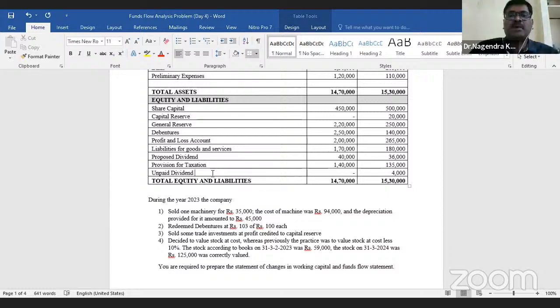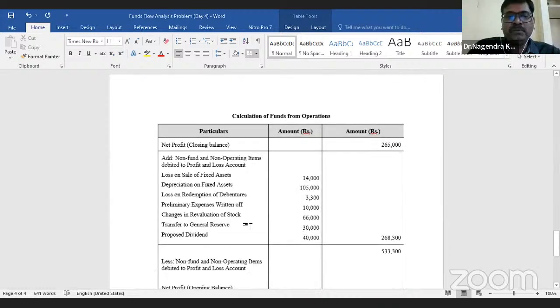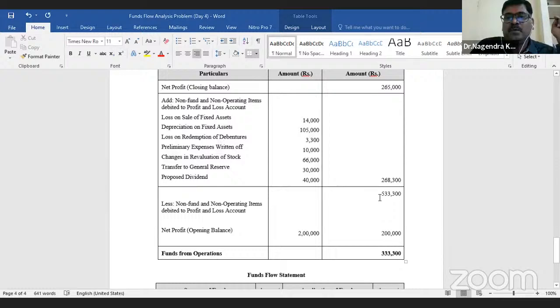So what we will do is we will add it back to the profit that was earned during the year. So we will add back the general reserve and we will add back the proposed dividend. So the total non-cash or non-fund expenses that were incurred during the year are 2,68,300. This we have to add back to the net profit that was earned during the year, so that we will get the actual figure of cash that was generated from the operations.